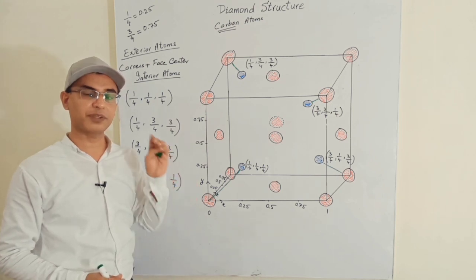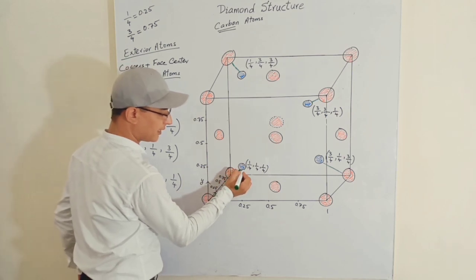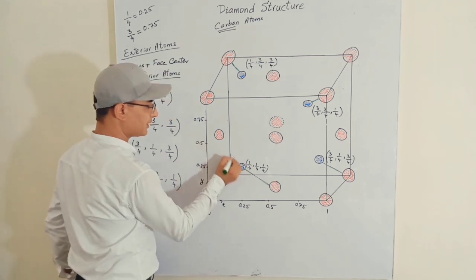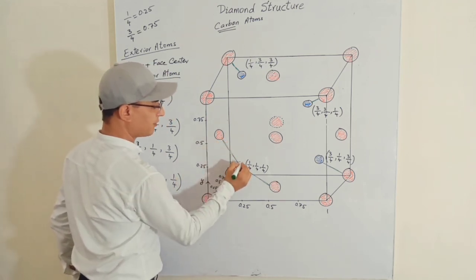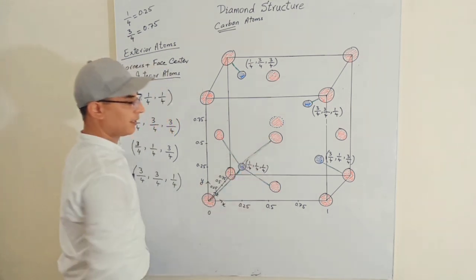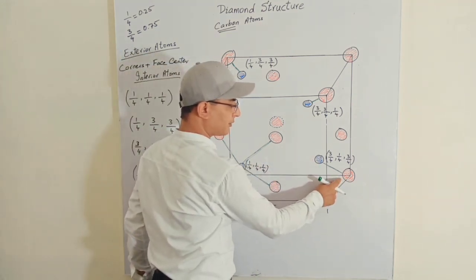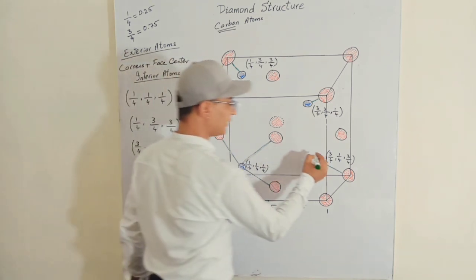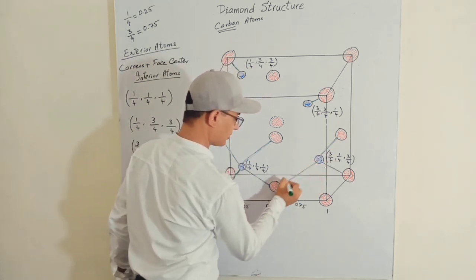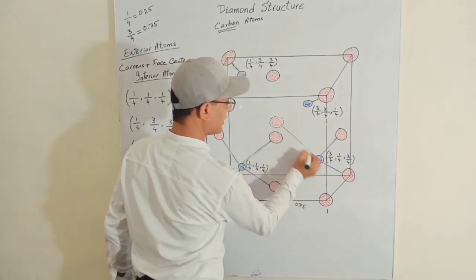So the 3 remaining will come from the face centers, the nearest face centers. So the nearest face center for this interior carbon atom is the bottom face center, and the left face center, and the front face center, which is over here. Now for this second position, it has made one bond with the corner, and the remaining 3 will come from the nearest face centers, that is over here. One is over here, and the other one is at the back face center here.